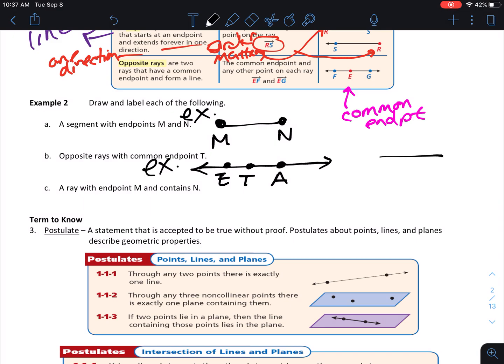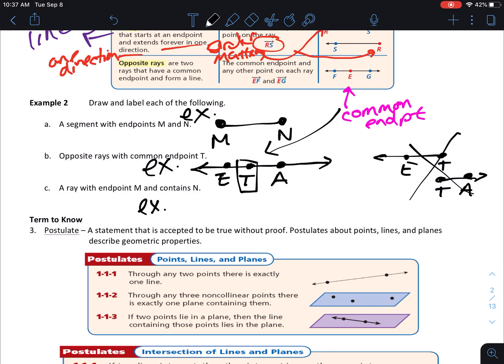What I noticed in my earlier classes, I had a couple friends do this, and they were close. I saw what they were going for. But unfortunately, that is incorrect because they need to have that endpoint in common as you see in that picture up there. Then finally, letter C, ray with endpoint M and containing N. You could have this going in either direction, but the direction does matter. The endpoint is the starting point, so M and then N.